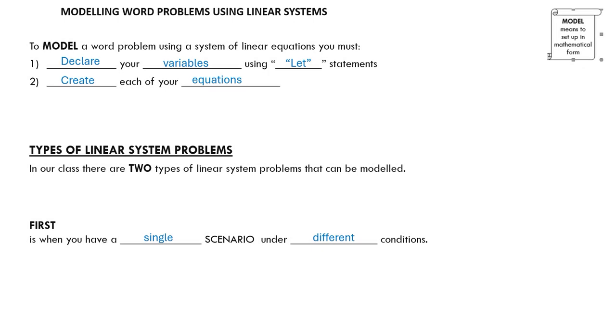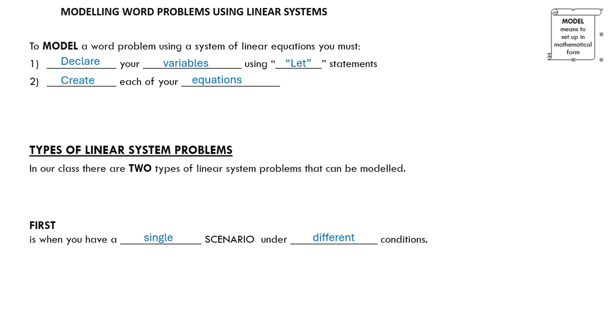In this lesson, we'll put into practice the concept of intersecting graphs to model real-world situations. To model a word problem using a system of linear equations, which is just a fancy way of saying two lines, you must first declare your variables using a let statement. Then, create each of your equations.